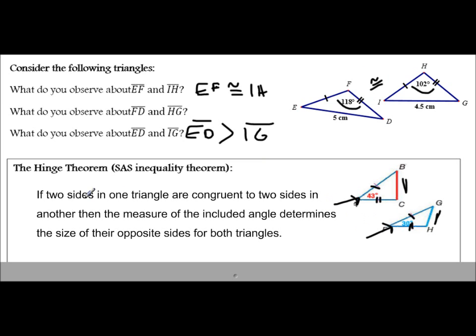Okay, so if two sides in one triangle are congruent to two sides in another, so we have 1, 2, 1, 2, then the measure of the included angle, so the angle in between the two sides, determines the size of their opposite sides for both triangles. So what does that mean? Well, since we have our two congruent sides and we have an included angle, we're allowed to say that side BC compared to side GH, opposite that included angle, BC is going to be greater than side GH because angle A is greater than angle F.